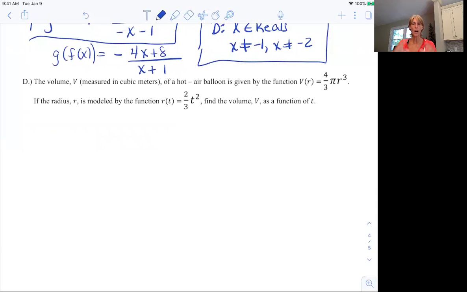So imagine this, you have a hot air balloon and you want to measure its volume, but instead of climbing up there and having to measure its radius as an input value, we want to be able to find the volume by plugging in time. Okay. So what that is making us do in this problem is we want to find V as a function of t. So we need to plug r of t into V.